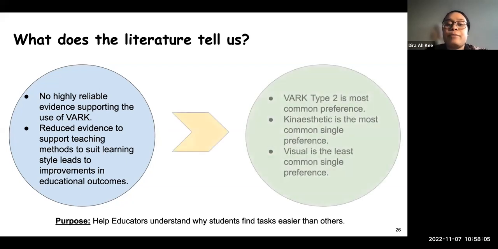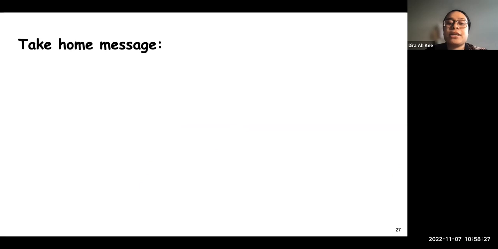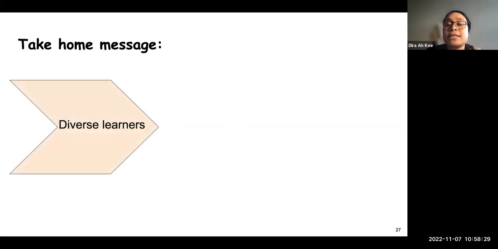For studies that have been conducted, results show that VARK has been widely used over the years with much positive feedback provided by both students and educators. VARK type 2 is apparently deemed the most common preference, kinesthetic is the most common single preference, and visual is the least common. Now, to sum up, our take-home message is that there are diverse learners in the classroom, and there are many ways we can support their learning and growth.